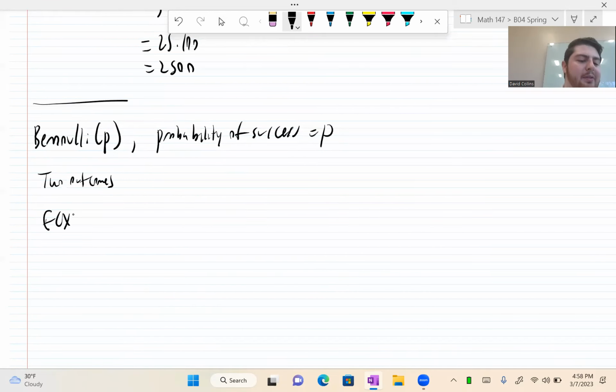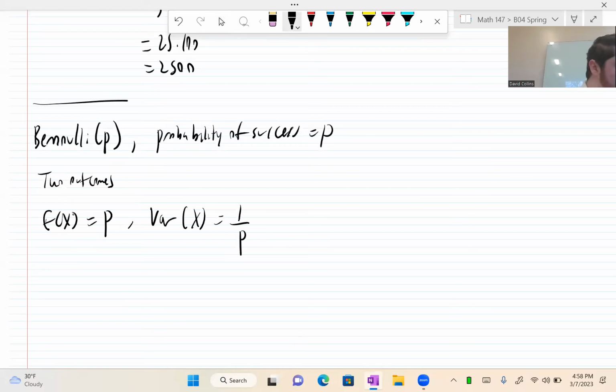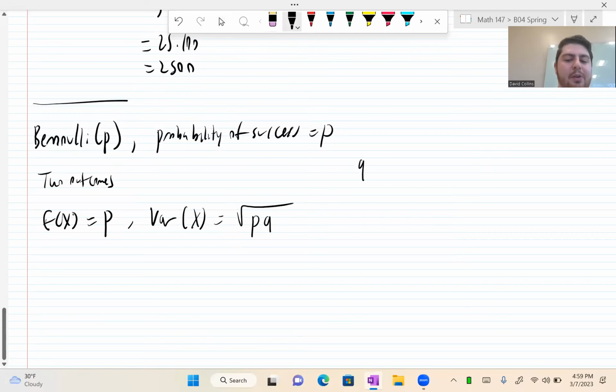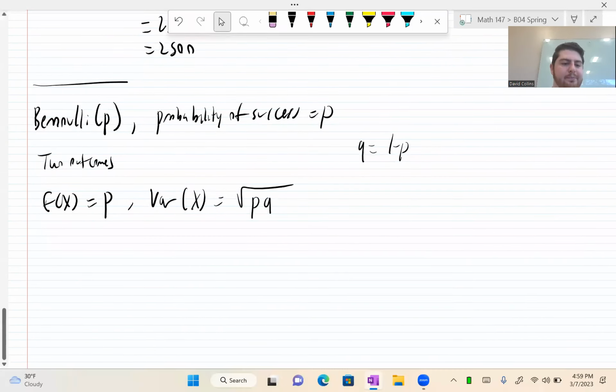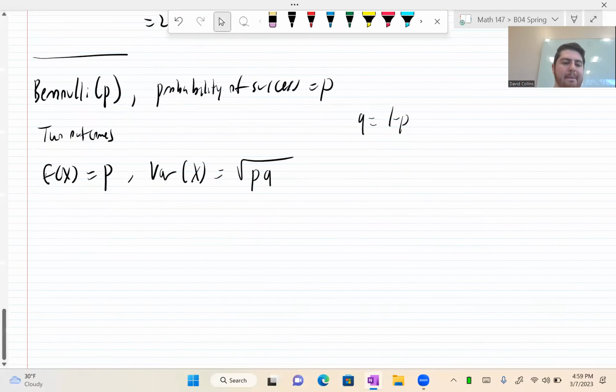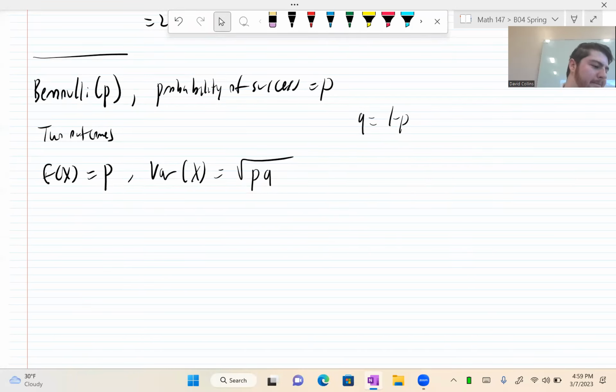A Bernoulli random variable has expected value p. The variance of a Bernoulli is 1 over p. Wait, no, it's not. Sorry, no, it's not. It's p times q, and the standard deviation is the square root of p times q. q is 1 minus p. It's always going to be 1 minus p. So, Bernoulli is heads or tails.